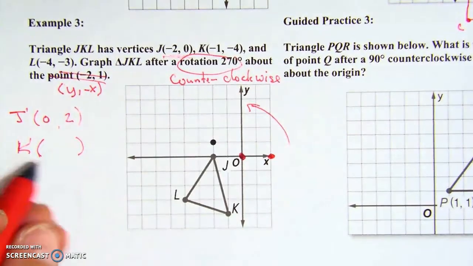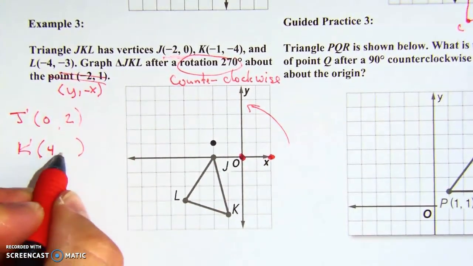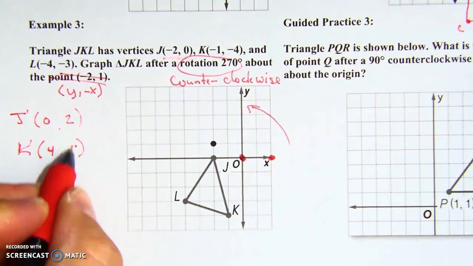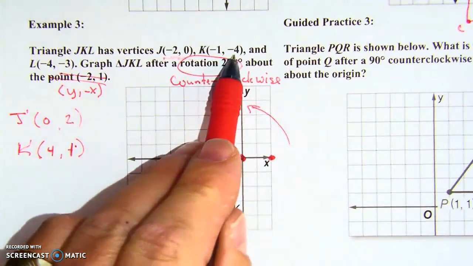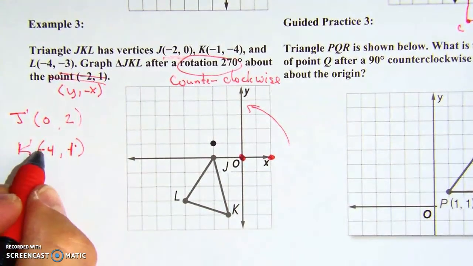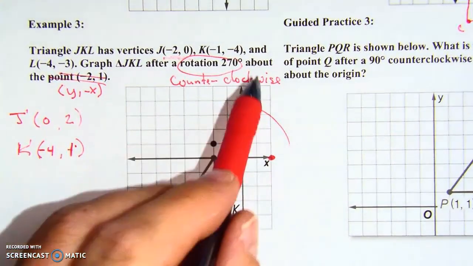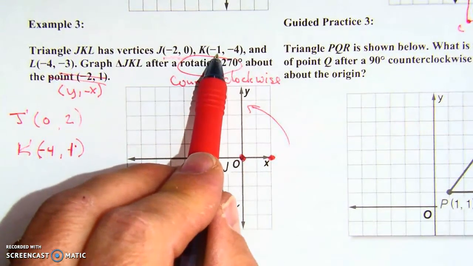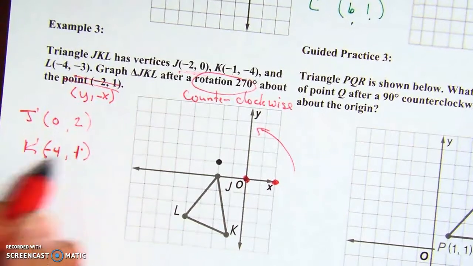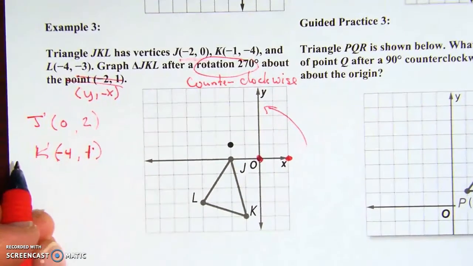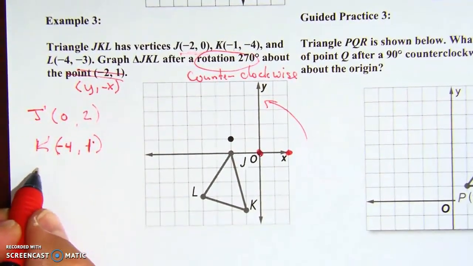Okay, now let's go to K. Again, we're going to swap spots. So we're going to go 4 and 1. Let's just leave it at 1 for now. Now, remember, the Y stays the same. So Y is -4, so this will go -4. And then the other part is that X is -1, so this is going to go, now what? +1, okay? And then we do the same thing for L for our last one.